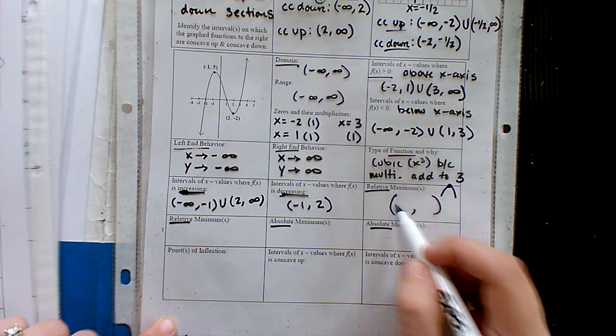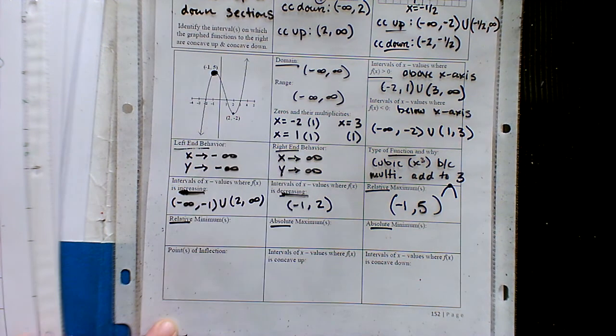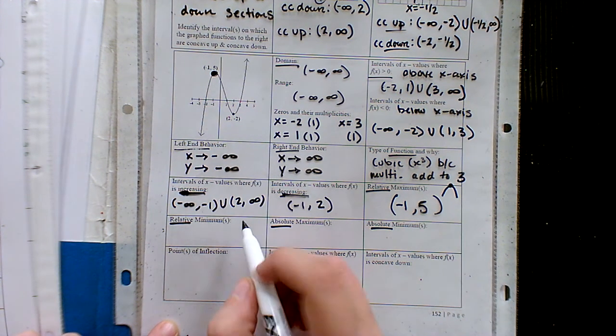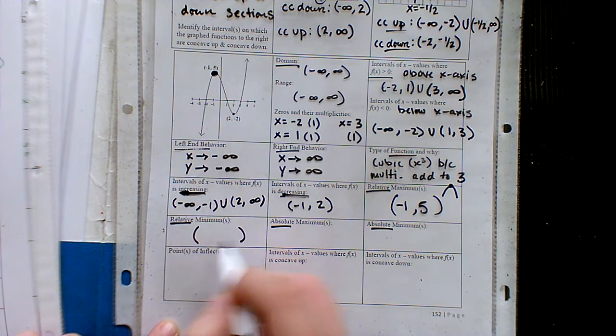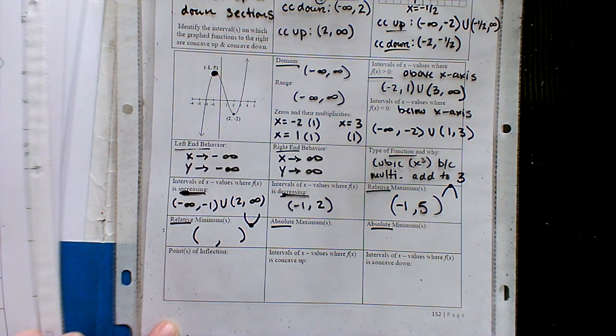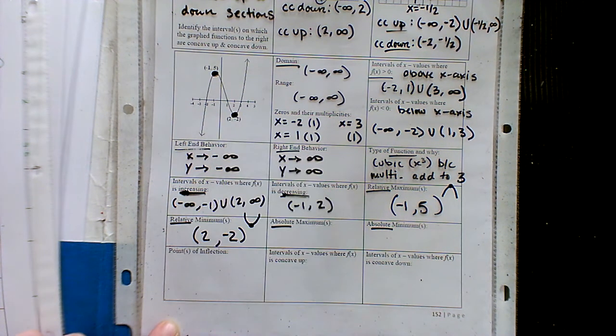Go to Olivia. -1, 5. Good. I think that's the only one that fits that definition. Very similar, a relative min, we're looking for a low point on the graph, so something that changes decreasing to increasing. Good, Hadley? Not Hadley. Alicia, sorry. 2, -2. Good. And I think that's the only one.